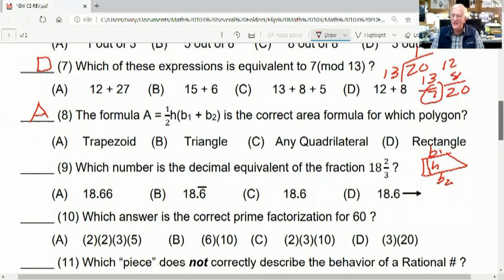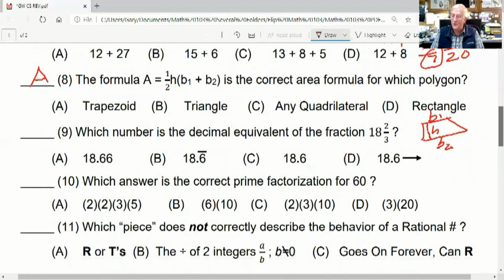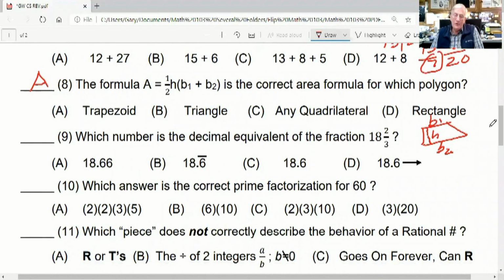Which number is the decimal equivalent of 18 and 2/3? Well, we don't really need to worry about the 18 too much, do we? Because you know what's going to be in the answer. How do you write 2/3 correctly as a repeating decimal? Well, I'm certain that most of you are aware that the correct answer would be answer B.